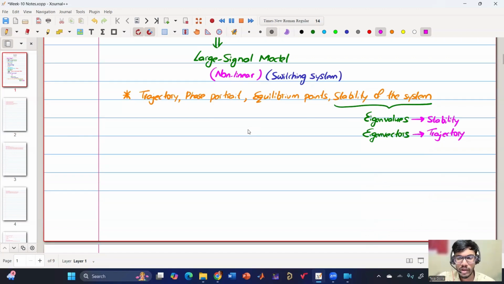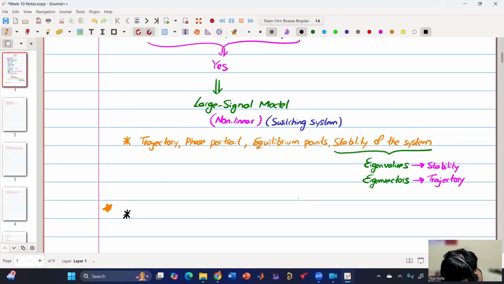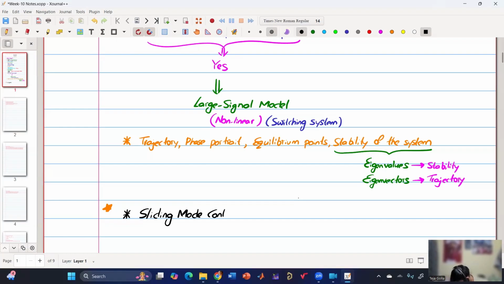So now that we have understood how to deal with these nonlinear models and how we can approach that, this week we are going to learn about sliding mode control, which is again trajectory based, which we have learned last week. And we'll also learn another important topic, which is the time optimal control.